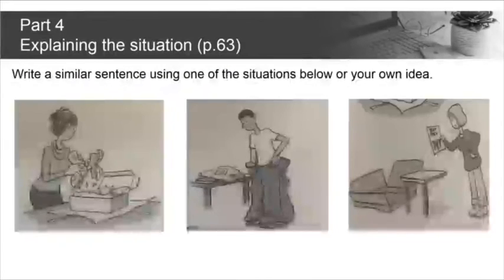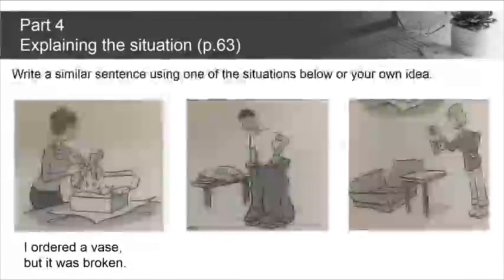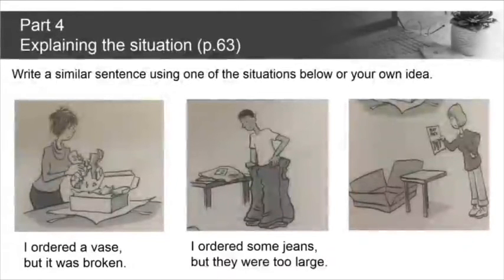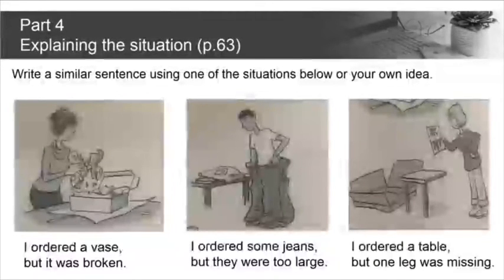I will show you a picture and make a sentence like you just did. Write a similar sentence using one of the situations below or your own idea. First picture, I ordered a vase, but it was broken. Second picture, I ordered some jeans, but they were too large. And the last picture, I ordered a table, but one leg was missing.